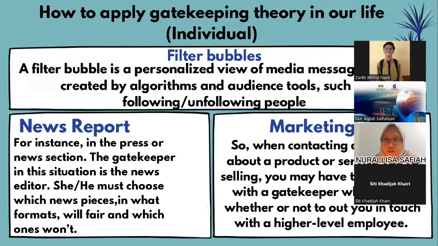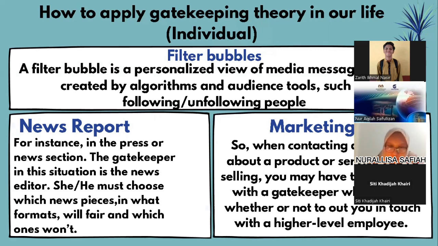How to apply gatekeeping theory in our life: individual. Number one, filter bubbles. A filter bubble is a personalized view of media messages that is created by algorithms and user tools such as following or unfollowing people. For example, if you only read blog posts that support your belief and you unfollow anyone who disagrees with this view, you may begin to feel like you are right as you are constantly fed media that reinforces your belief.